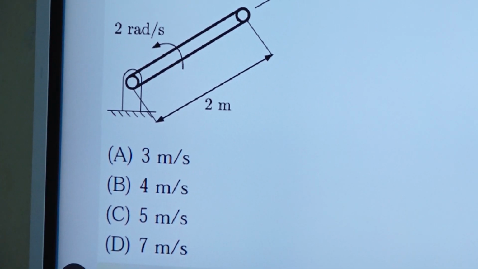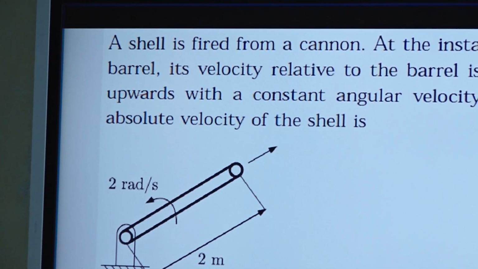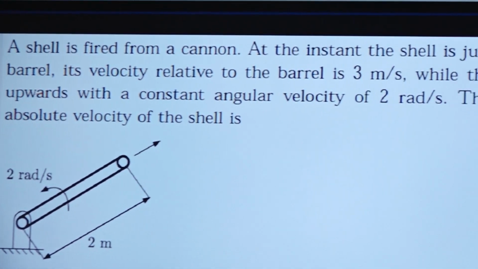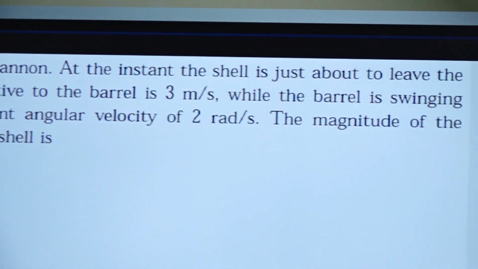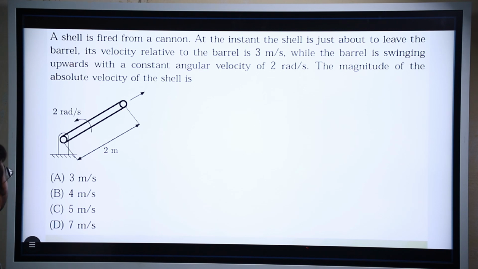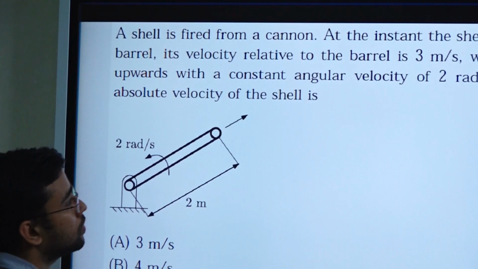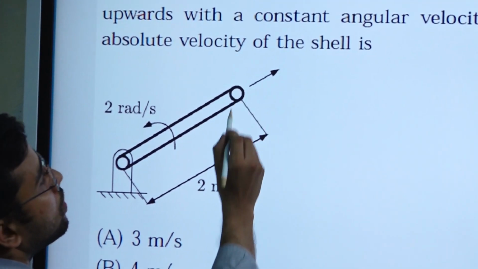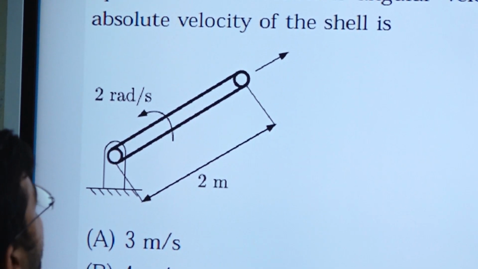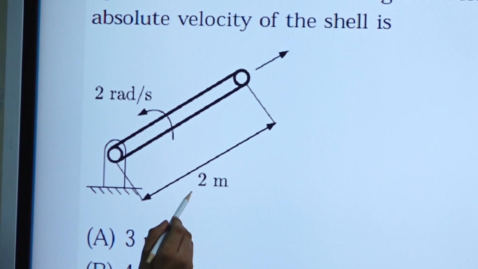So now let us see the next numerical. A shell is fired from a cannon. Again it is the same type of question that we have already solved. At the instant the shell is just about to leave the barrel, its velocity relative to the barrel is 3 meters per second, while the barrel is swinging upwards with a constant angular velocity of 2 radian per second. The magnitude of absolute velocity of the shell is, it is a very easy question. So the shell is having velocity of 3 meters per second, and this is moving with 2 radian per second. We are having 2 meter distance.